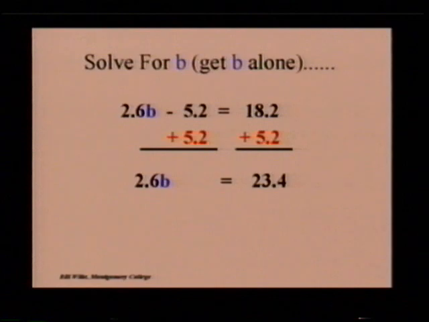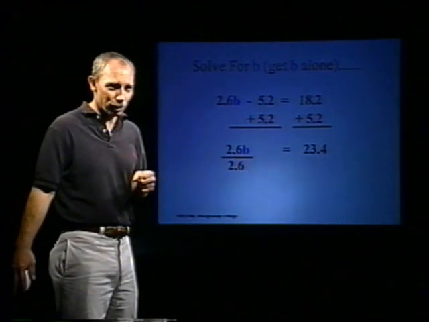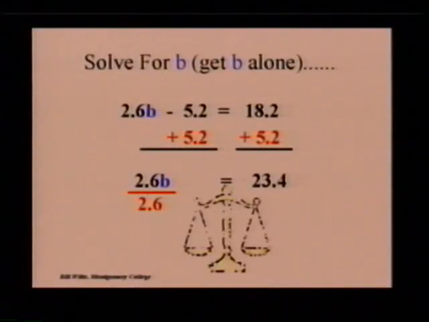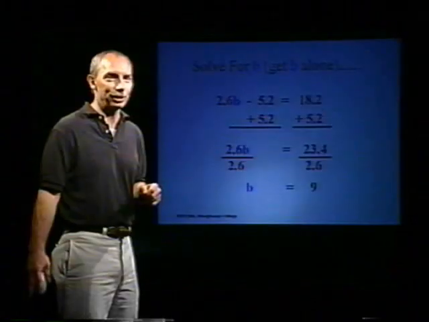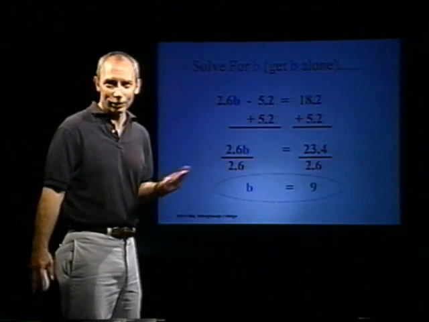Now, 2.6. What's he doing to b? He's multiplying. Okay. So I'll divide. Wait a minute. Okay. I have to divide the other side. You've got to be fair. Whatever you do to one side, you do to the other. Okay. I need my calculator. Divide by 2.6, and oh, what a coincidence. It comes out exactly to 9. Doesn't always come out, but it could. Okay, so there's your answer. B is 9. Life is good.